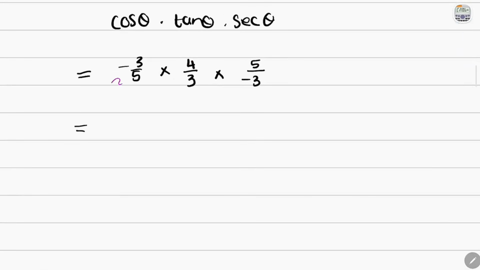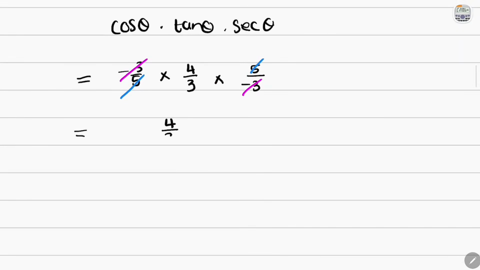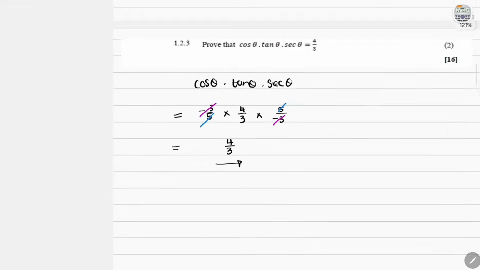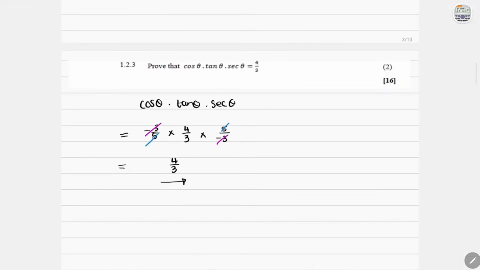We have a negative and a negative, so they become positive. And I see that I can just cancel out the negative 3 and negative 3. They cancel diagonally because they're common. And then there's a 5 and a 5. They would also cancel diagonally. So those are gone, and then all we have is 4 over 3. If you use a calculator, you'd also see it simplifies to 4 over 3. And there we go. We have proven this. And that is it for that question. And that is it for question 1.